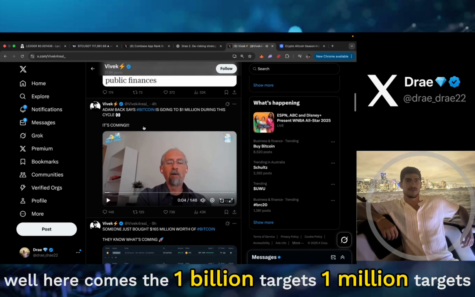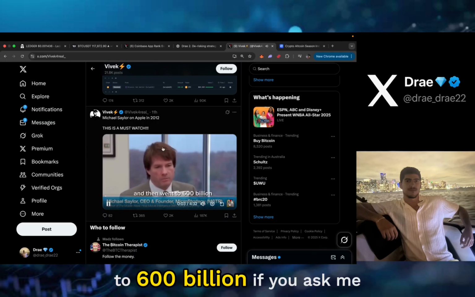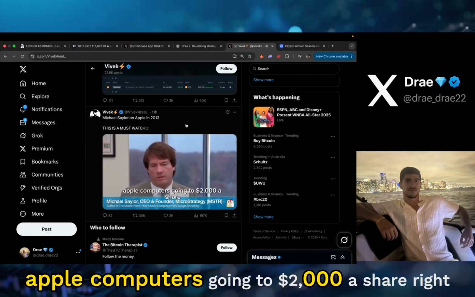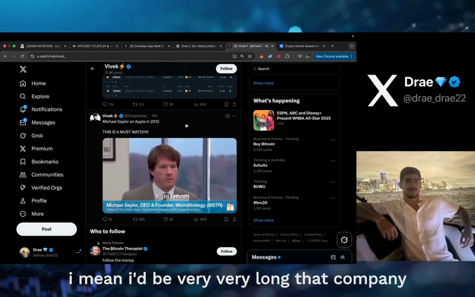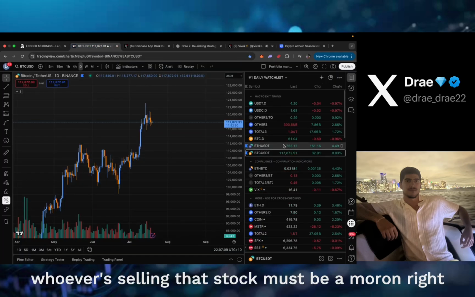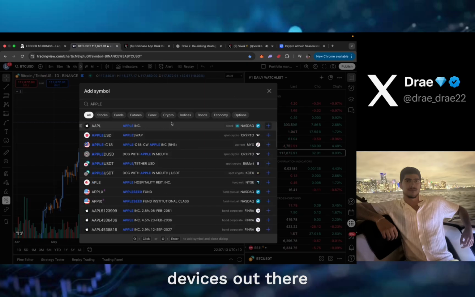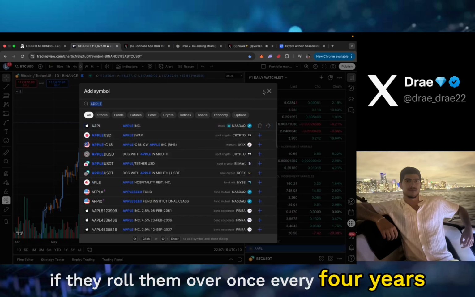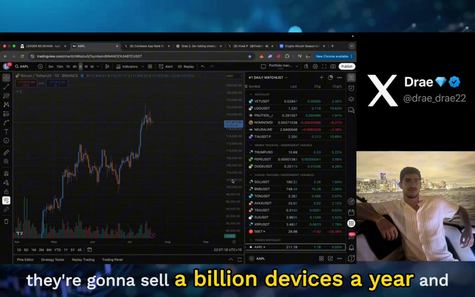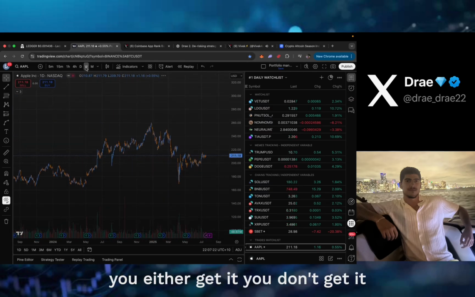Well, here comes the 1 billion targets. 1 million targets. To 600 billion. If you ask me, Apple Computer is going to $2,000 a share, right? I'd be very, very long that company. Whoever's selling that stock must be a moron, right? This is a company that's going to have 4 billion devices out there. If they roll them over once every 4 years, they're going to sell 1 billion devices a year. And the thing that people don't get, right? You either get it or you don't get it.